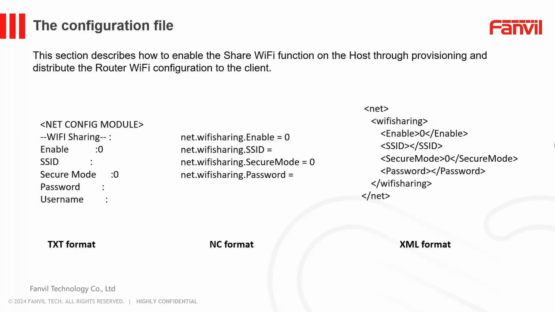In this section, this describes the different configuration file formats. We have the TXT format, the NC format, and the XML format. All of these formats can be used to provision your Wi-Fi settings.